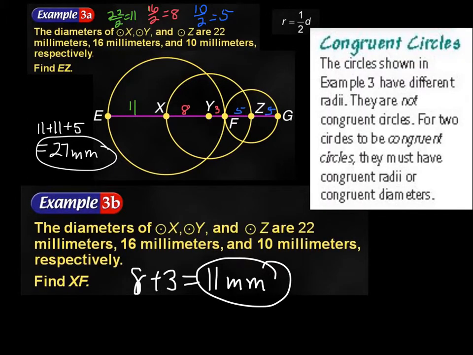The circles shown in example 3 have different radii. They are not congruent circles. For two circles to be congruent circles, they must have congruent radii or congruent diameters.